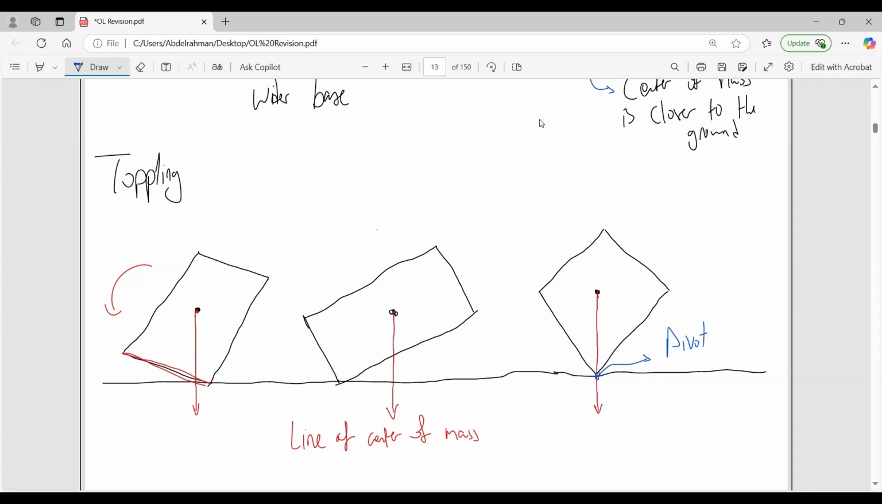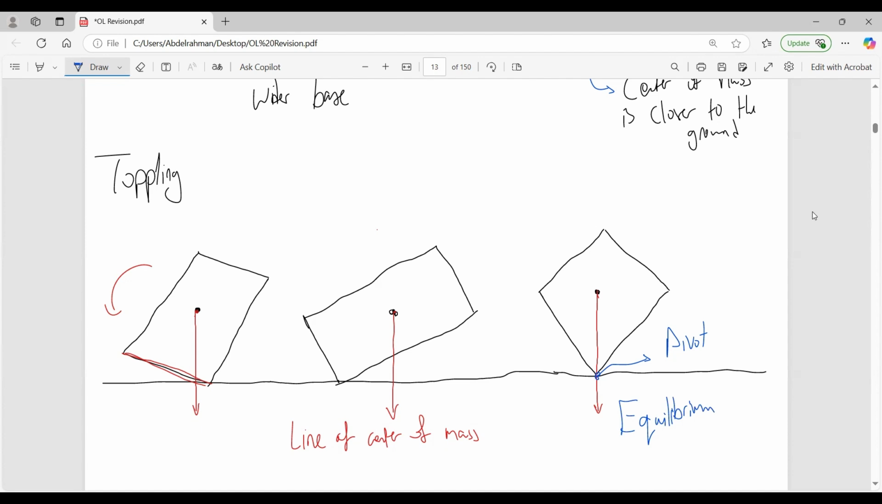That's it. So this object is now in equilibrium. It wouldn't topple over. It wouldn't tip over on either side. It is in equilibrium. Why? Because the center of mass is exactly above the pivot. The clockwise moment is equal to the anti-clockwise moment. Thus, it will not topple over. This object is in equilibrium. Okay? Equilibrium.